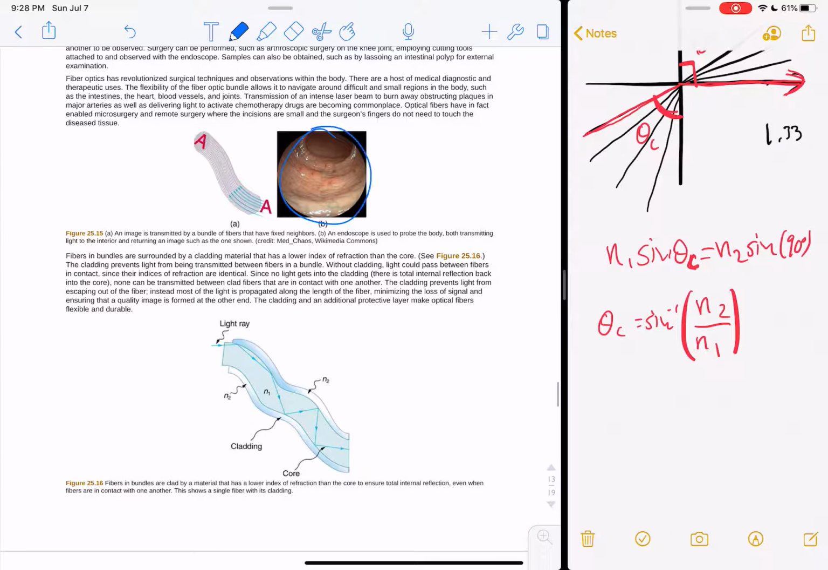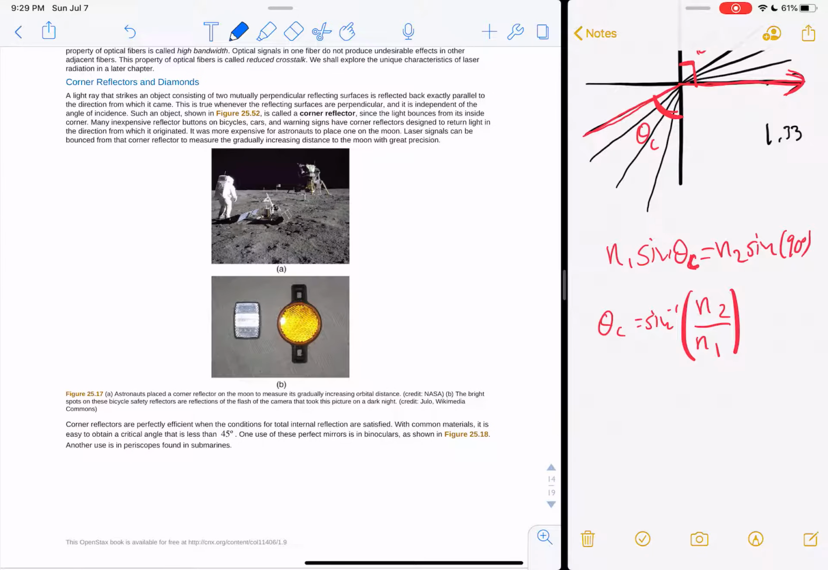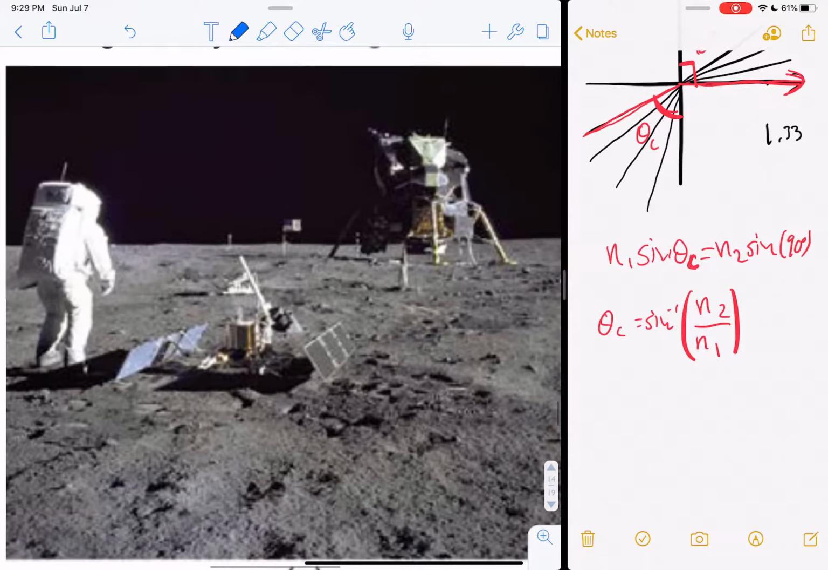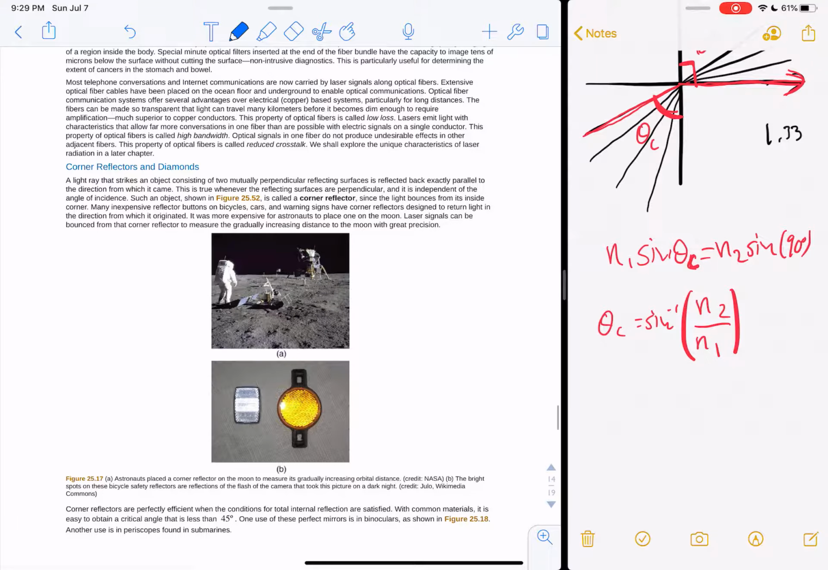Okay, and that's how you get light into weird spots in your body. Okay, there are special reflectors on the surface of the moon where this is how we measure how far away the moon is. There are special reflectors where no matter what direction the light ray comes in, it gets reflected right back out. And boom, just like that.